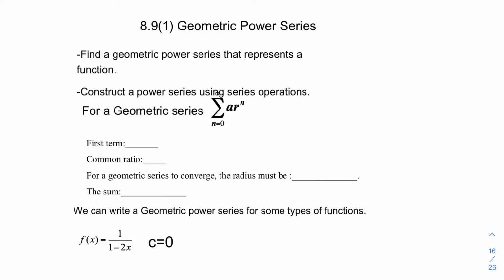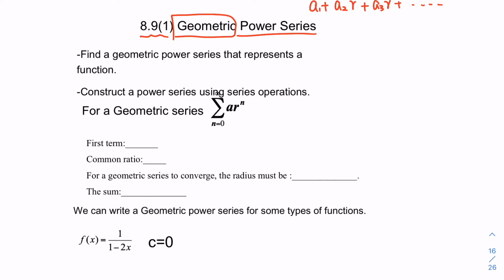Today we are going to go over 8.9 part 1, Geometric Power Series. In 8.8 we learned power series. A power series is any series in the form a1 plus a2 x plus a3 x squared, etc. This form we call a power series. For a geometric series, because we have a common ratio, it's a little bit special.